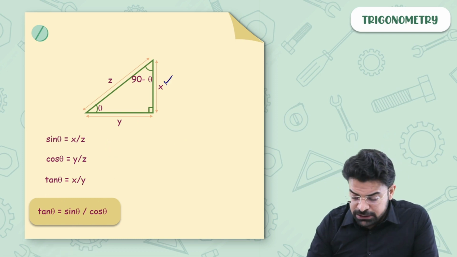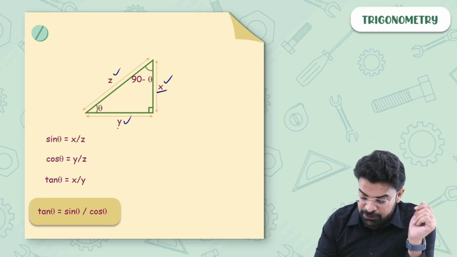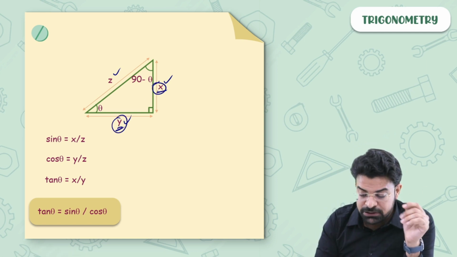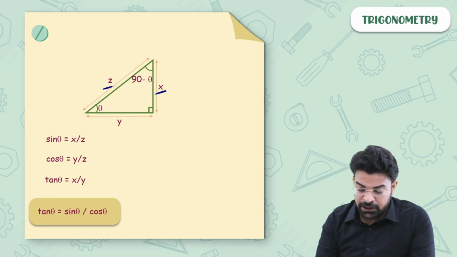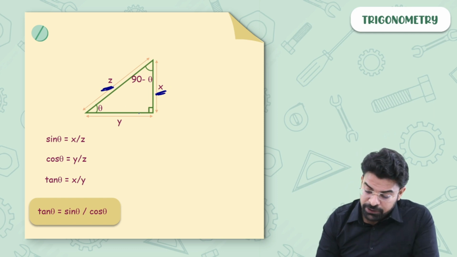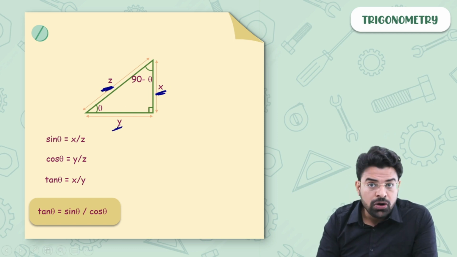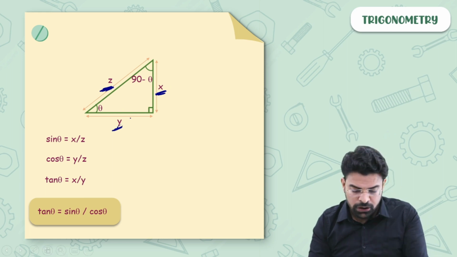Now, using three lengths x, y and z, we can create 6 types of ratio. We can do x by y, which is tan. We can do y by x, which is cot. We can do x by z, which is sine. We can do z by x, which is the reciprocal of sine, which is cosec. We can do y by z, which is cos, and we can do z by y, which is sec, which is nothing but the reciprocal of cos.